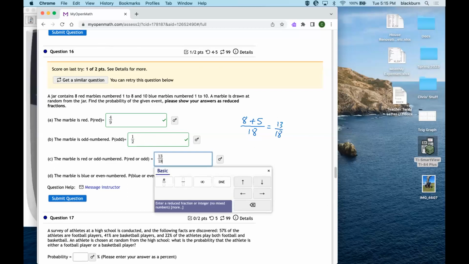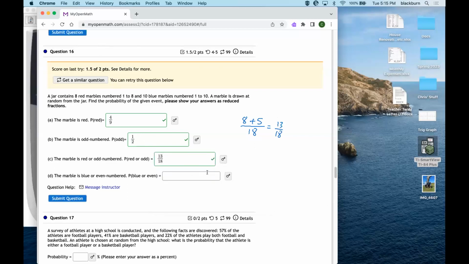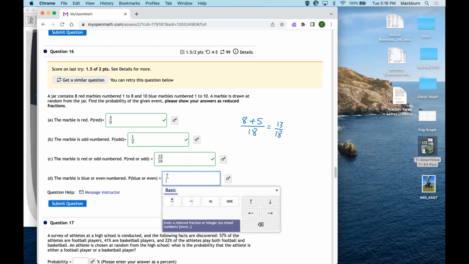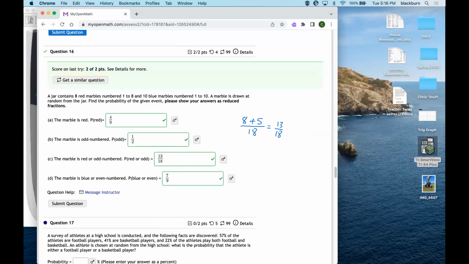Then we do the same exact thing for blue or even. 10 blues plus 4 reds. 10 blue or even. And then 4 more even from the red. So you got 14 out of 18, which is 7 out of 9. Alrighty, so that's kind of the way you run through those ones. What do you think? Questions on those?